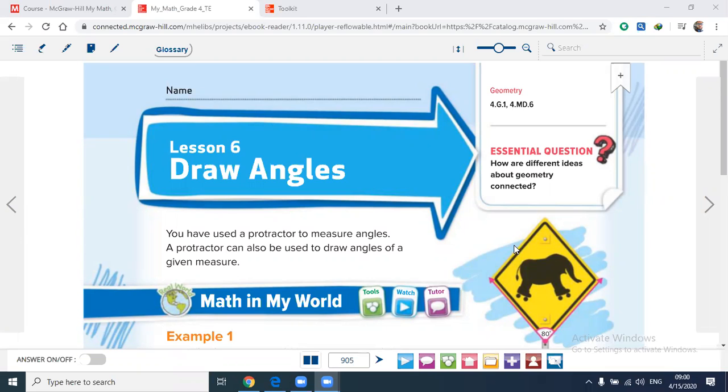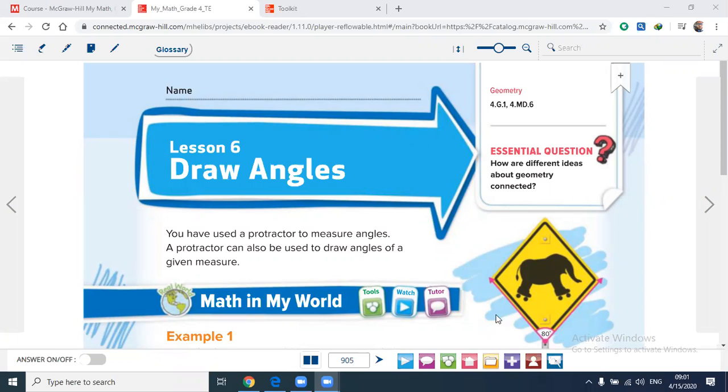Which tool do we use to measure angle? Who knows? Ruler, protractor, or what? We studied yesterday. Which unit do we use to measure angle? And which tool do we use?